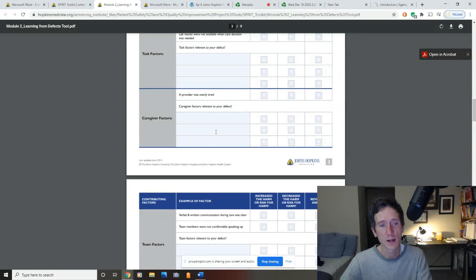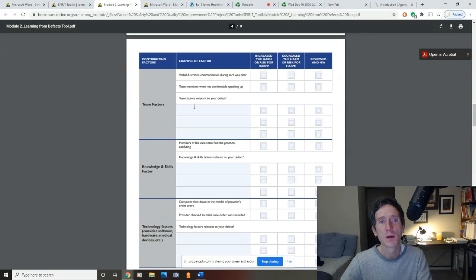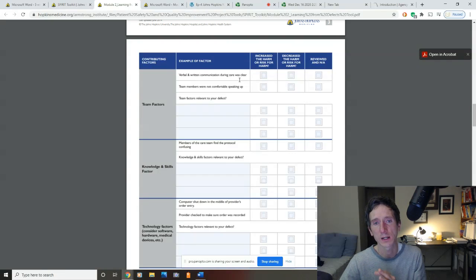And then going down the line to what about the team? How was communication with the team? Was it clear? Was it concise? Did we use standardized tools like SBAR? This really helps us get objective about addressing problems.